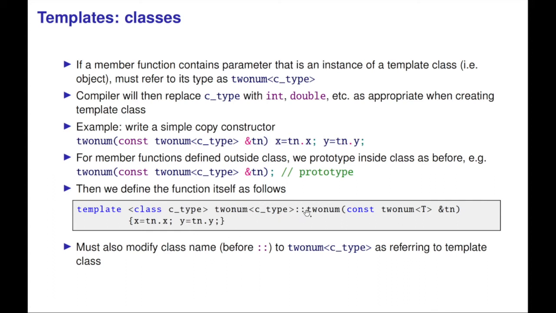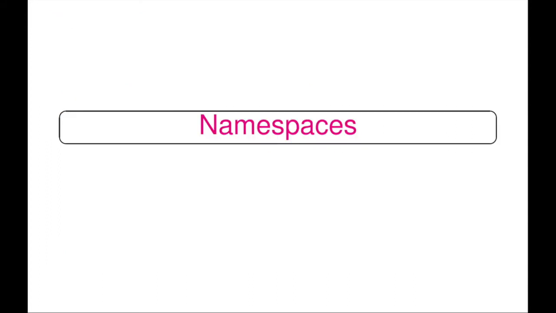And you must also modify the class name before toNum, because you need to tell it what class it's part of. So things get a little bit complicated if you do it that way. And there's a typo over there that should have read C-type, which is what I changed everywhere. Okay, so that's perfectly correct. Must also modify the class as referring to the template class.